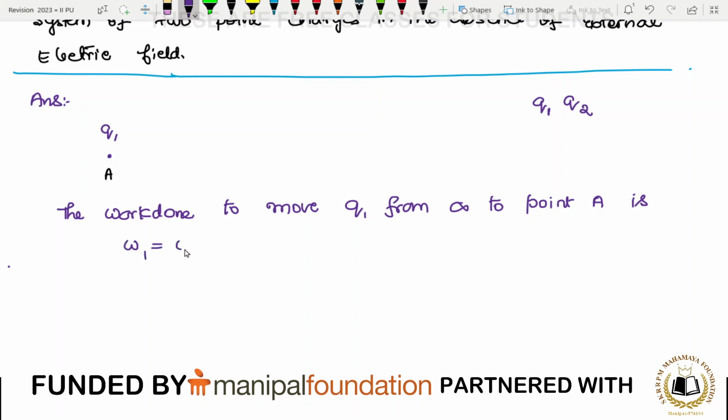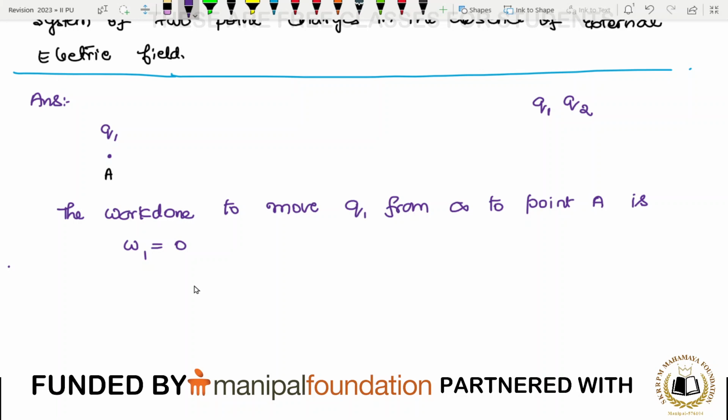That work done becomes how much here? 0. Now why does the work done become 0 here? Because there is no external field present, although other charges are present. In free space, we are going to move the first charge from infinity to point A. No work is required, therefore work done becomes 0, because there is no other charge and no other field present. So work done to move the first charge is 0.